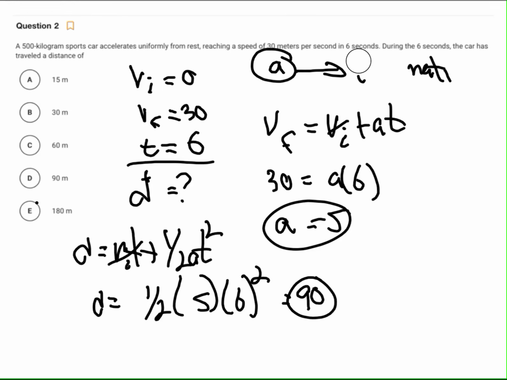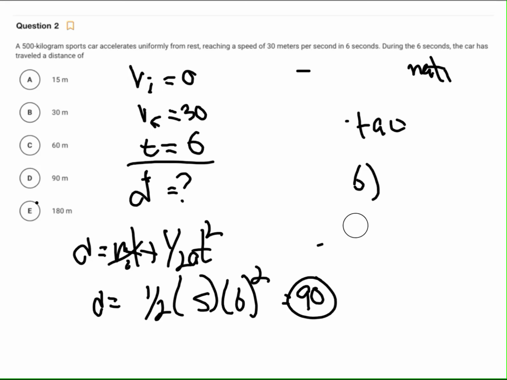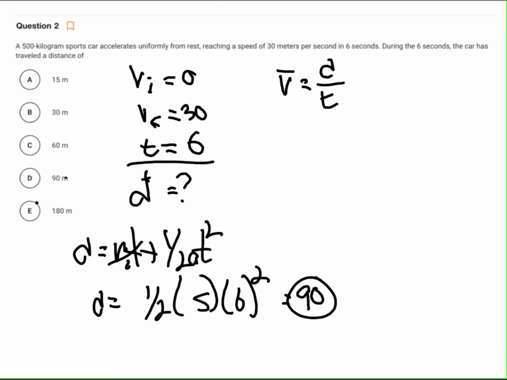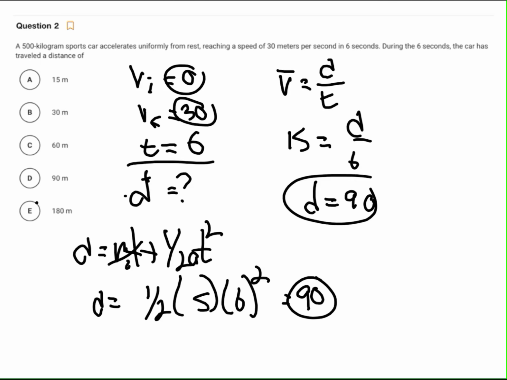Or the other way you can do it is, since it explicitly says it's a uniform acceleration, we could take advantage of the fact that the average velocity is equal to d over t. The average velocity would be the average of 30 and 0, which is 15. Then we have d over 6. And, nicely enough, that also turns out to be 90.